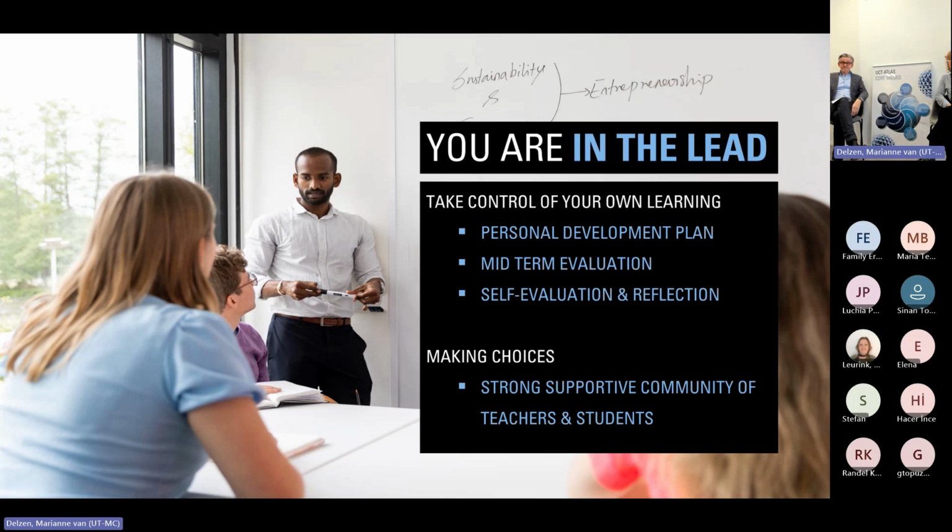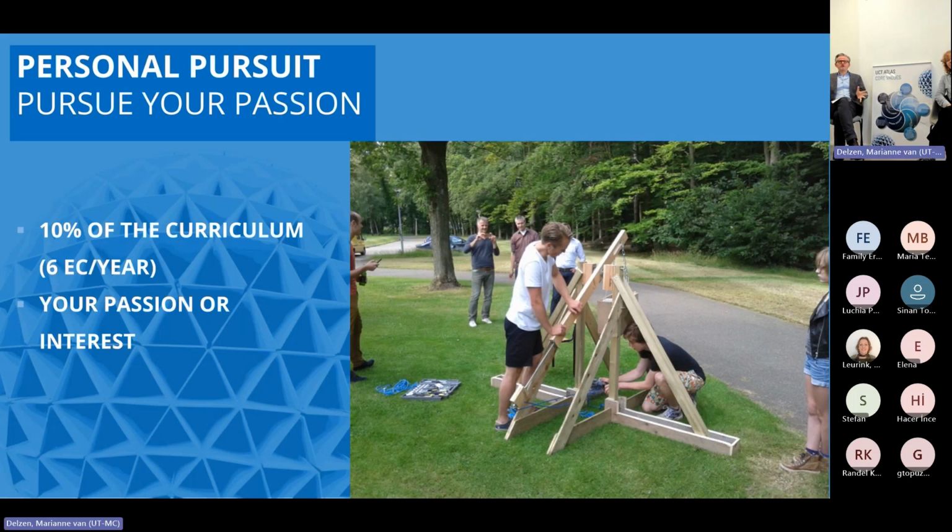On the next slide, this is a special part of our program called the Personal Pursuit. It's 10% of the curriculum, 6 European study credits each year. There you are allowed to create your own course on any passion or interest that you have. Here you see one of our students, Peter van der Wal, who was interested in how the Romans did their warfare. So he built an onager, which is like a catapult, in order to learn how the Romans were able to design such a thing.